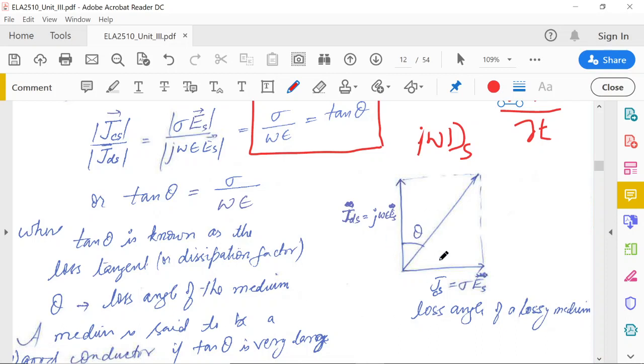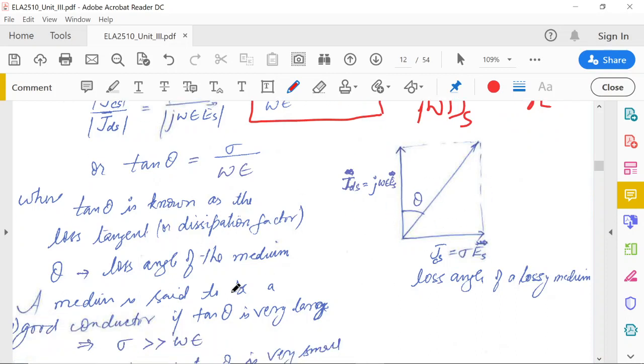So what is the significance of this figure and this theta? If this is the vector sum of these two vectors, that is, if you add these two current densities, then this is the resultant density. If the resultant density is inclined towards the conduction current density, it means this part is dominating over the other current density.